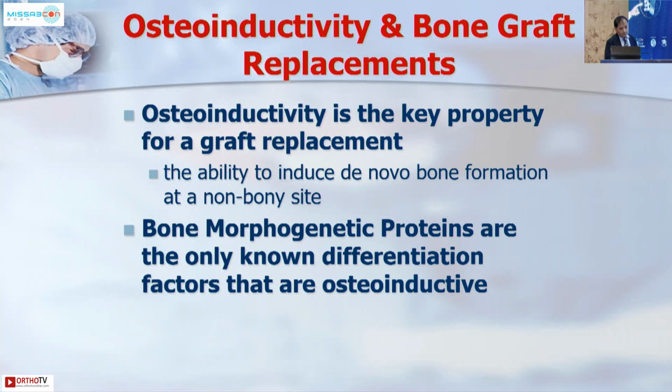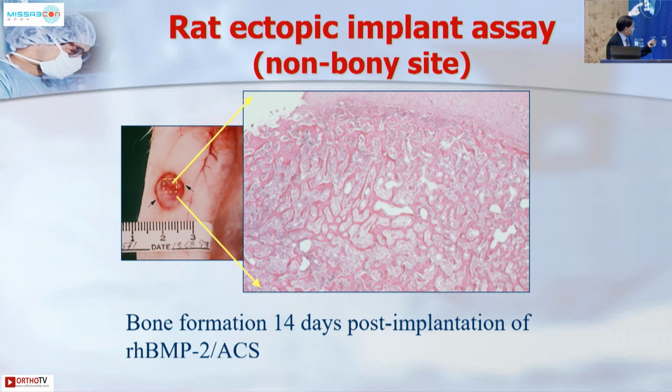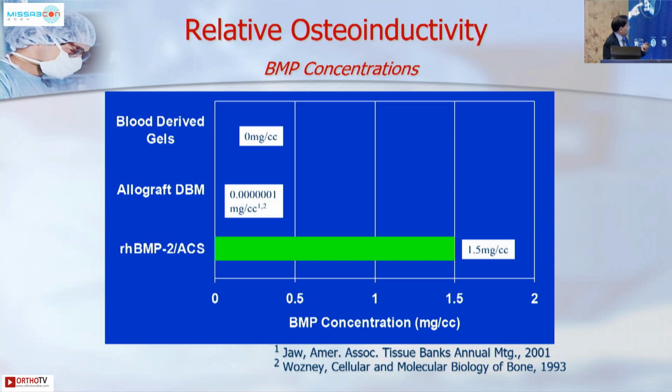Osteoinductive and bone graft replacement. Osteoinductivity is the key property for graft replacement. Bone morphogenetic proteins are the only known differentiating factors that are osteoinductive. And you can see there an experiment which shows implanting BMP under the skin, and they have bone formation there. This is the content of osteoinductive particles, BMP. Blood-derived gels have 0 mg, allograft DBM has very low, and rhBMP has the highest amount of BMP concentration.